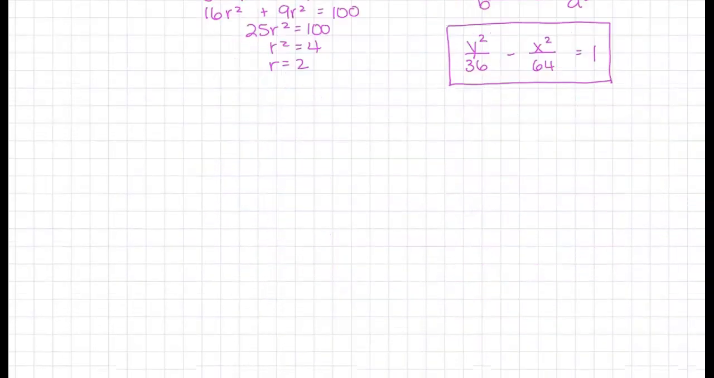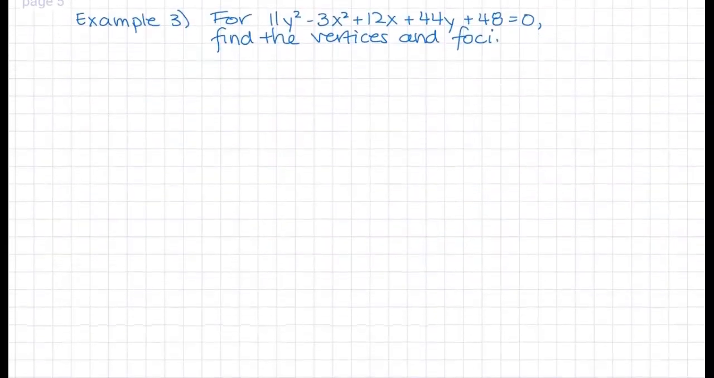Now let's look at the last example. Let's go ahead and look at example 3. So example 3 gives us this. It gives us an equation, but it's definitely not in standard form. Looks like we'll have to complete the square, and we're supposed to find the vertices and foci. So again, pause the video, try this on your own, and we'll take a look at it here.